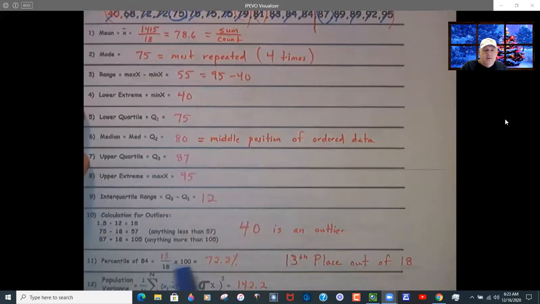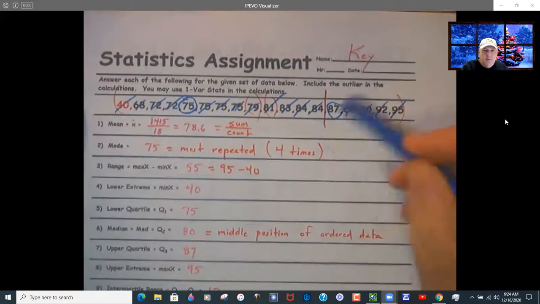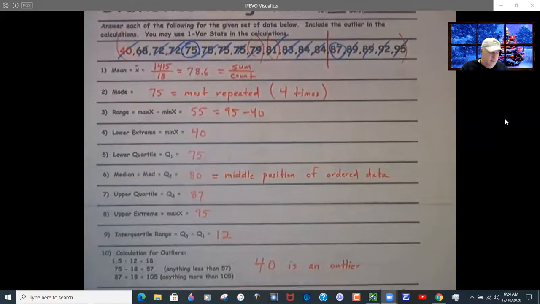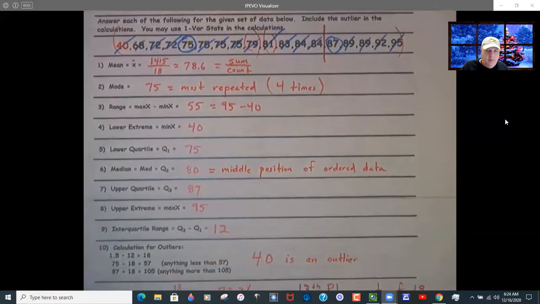You've heard that. So it's in 13th place out of 18. So what percentage is that? 72.2. So you go to the last 84 if there's more than one, and then look at that. So these are the basic calculations to be aware of.